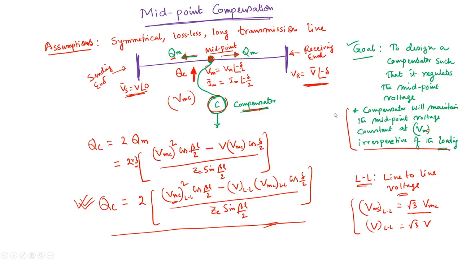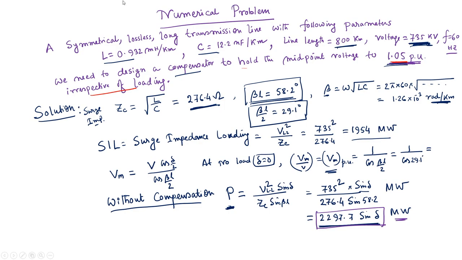So we discussed what is midpoint compensation, and we also came out with the expression for the amount of compensation required at the midpoint to hold a given value of the midpoint voltage constant. This is the amount of compensation required in order to maintain the midpoint voltage at this VMC line to line. So this is what I discussed in the last class, and then I started this numerical problem.